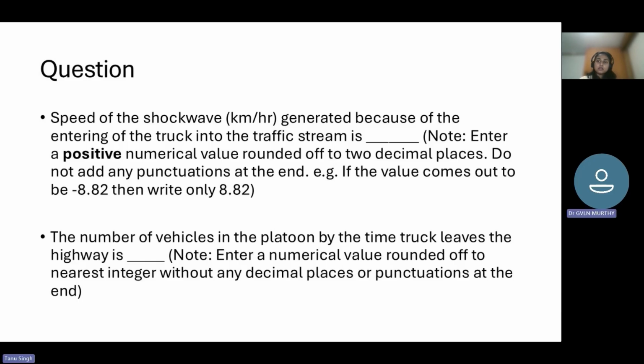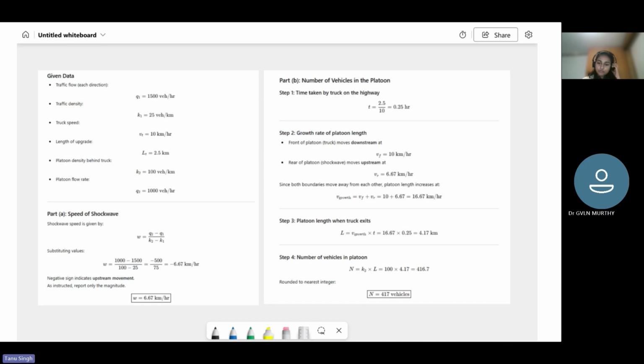Okay, so let's start discussing the solution to the problem. I hope I'm audible, and I'm discussing the solution to the first part, that is, to find the speed of the shock wave.